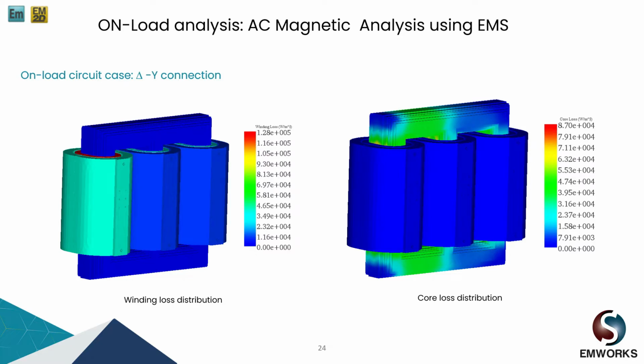Winding loss distribution, so you can get the distribution and identify the hotspots in your design. So you can get the winding distribution, core loss distribution, and so on.